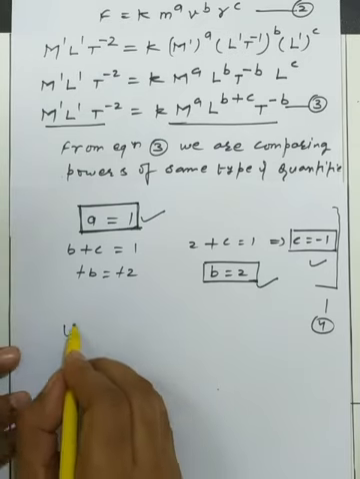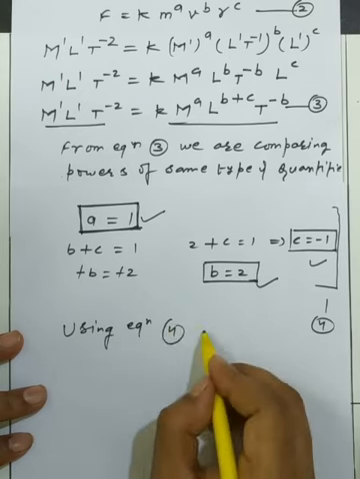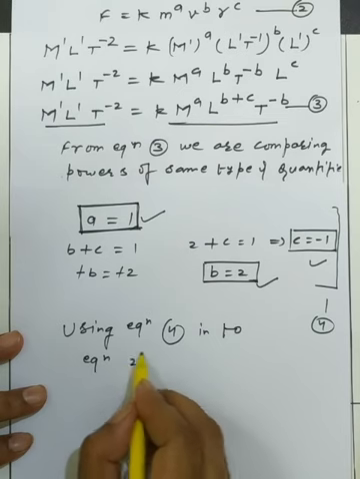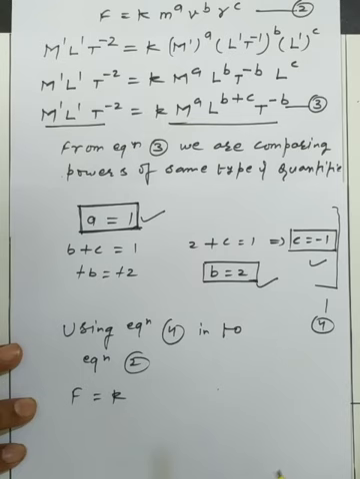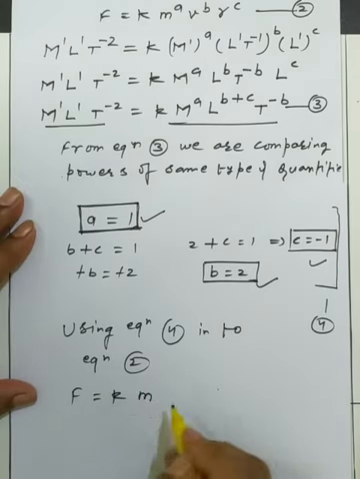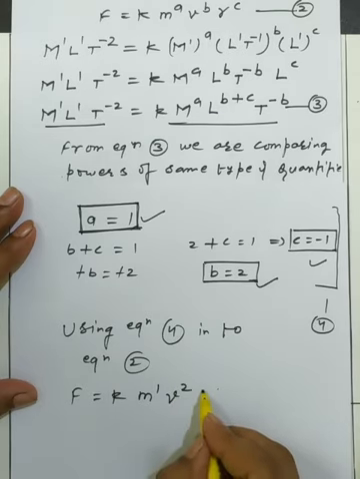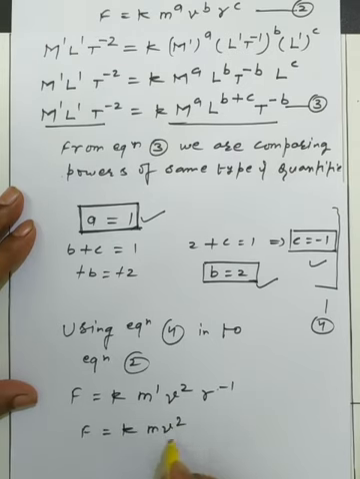and we are using equation number 4 into equation number 2. So what we are getting is the formula, f is equal to k. K is the constant, we don't know its value, don't bother about it. Okay, now m raised to a, that is 1, and v having the power 2, and r having the power minus 1. So finally, we are converting into the concerned formula k m v square upon r.